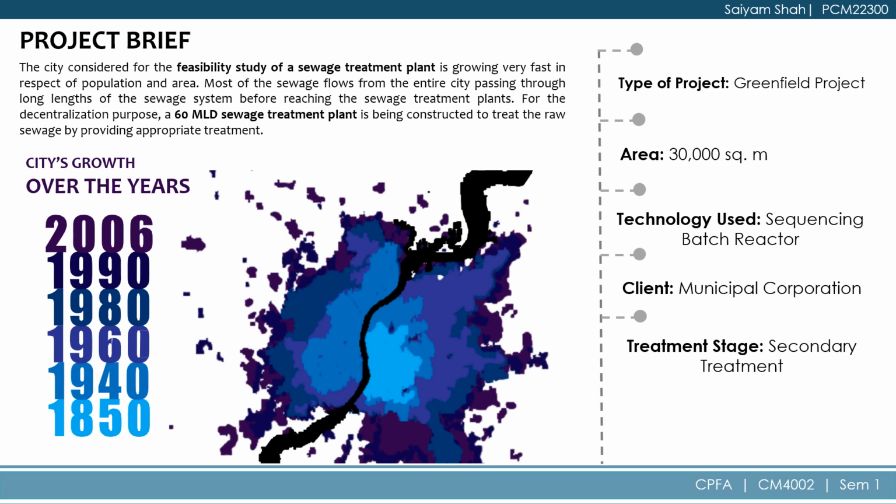Most of the sewage flow from the entire city passes through a long length of sewage system before reaching the main sewage treatment plant. For decentralization purposes, a 60 MLD sewage treatment plant is being constructed to treat the raw sewage by providing appropriate treatment.